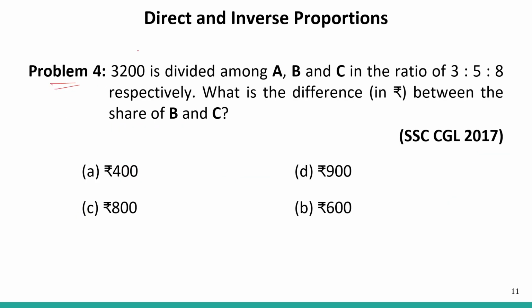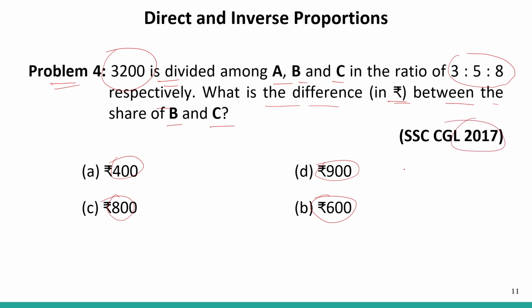So problem number 4. So 3200 is divided among A, B and C in the ratio 3 is to 5 is to 8 respectively. So what is the difference in Indian rupees between the share of B and C? Okay, given option A is 400, C is 800, D is 900 and B option as 600. Okay, so let's see which among these 4 options is actually correct. So this question has been asked in the SSC CGL 2017 exam paper.